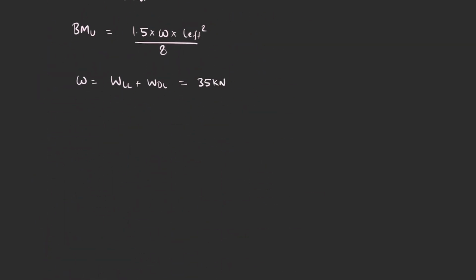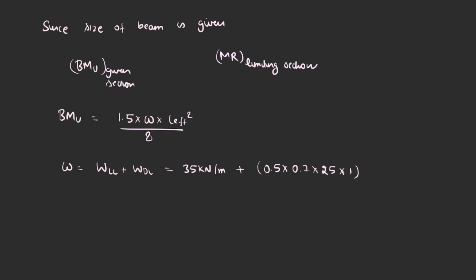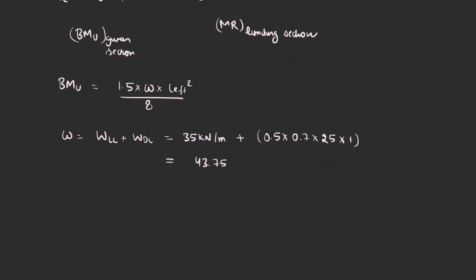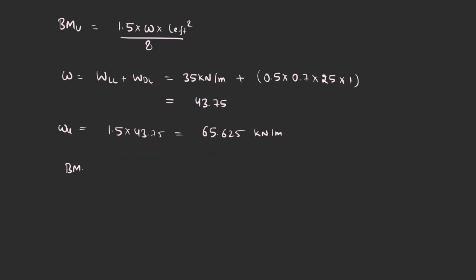Live load is given to us as 35 kilonewton per meter. Add 0.5 into 0.7 into 25 into 1, because 25 kilonewton per meter is the weight density of reinforced cement concrete. So the addition will come to around 43.75 kilonewton per meter. Okay, now we substitute it into the formula. The next thing would be to get the WU. It's 1.5 into the total load, because here we have to take partial factor of safety into account, because it's a limit state design question.